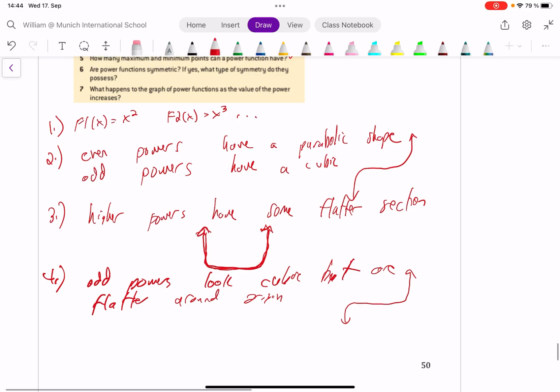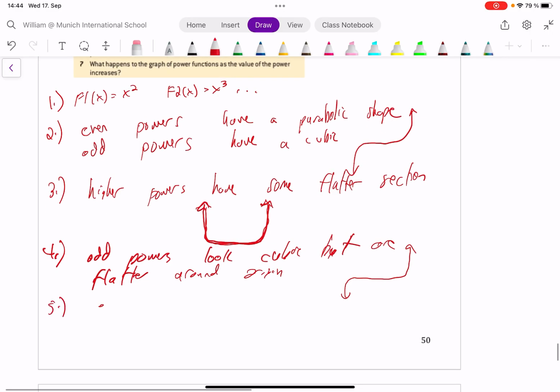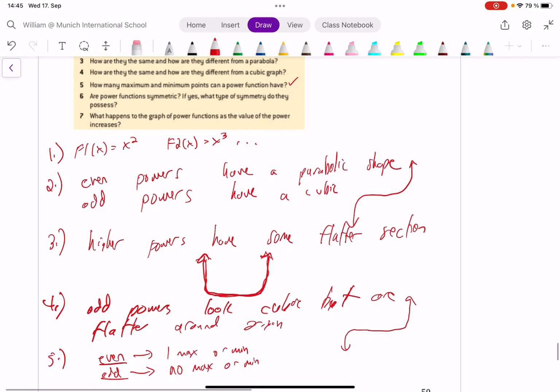Right, so to answer this question, for even power functions, it can only have one max or min. For odd, the ones we're looking at have no max or min, right? They kind of rise forever. They increase forever or they decrease forever. So they don't have a true maximum or minimum.